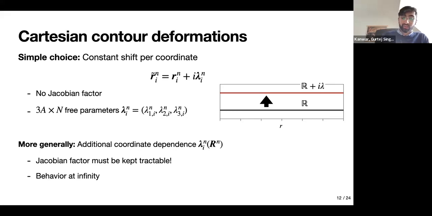Of course, if we're running up against a wall, or if we're trying to see if some better results can be achieved, it would be interesting to look at additional coordinate dependence, so maybe making these imaginary shifts functions of all coordinates. In doing so, of course, it's important that we are still able to compute the Jacobian factor. So either some kind of manifestly triangular Jacobian would be necessary, or some approach where the Jacobian could be straightforwardly numerically integrated, for example, if we're defining our deformation according to something like the holomorphic gradient flow, although we've tried neither of these in this case, given the good success of the simple choice so far.